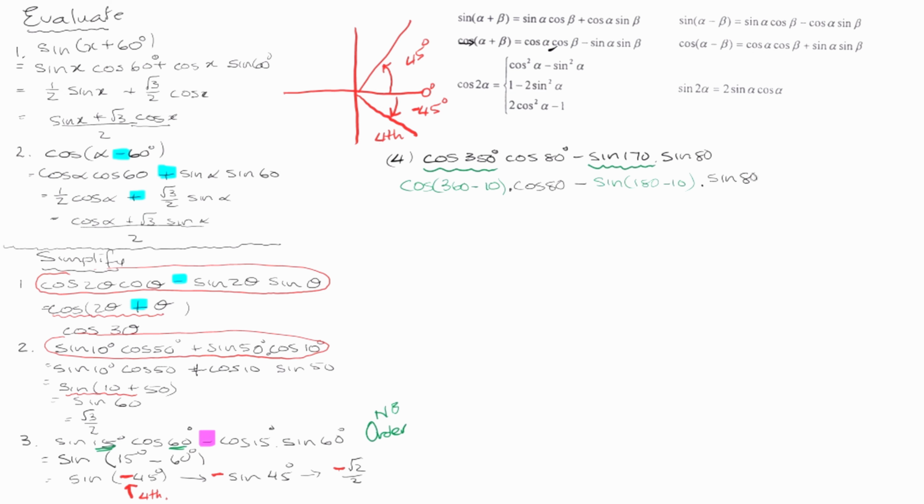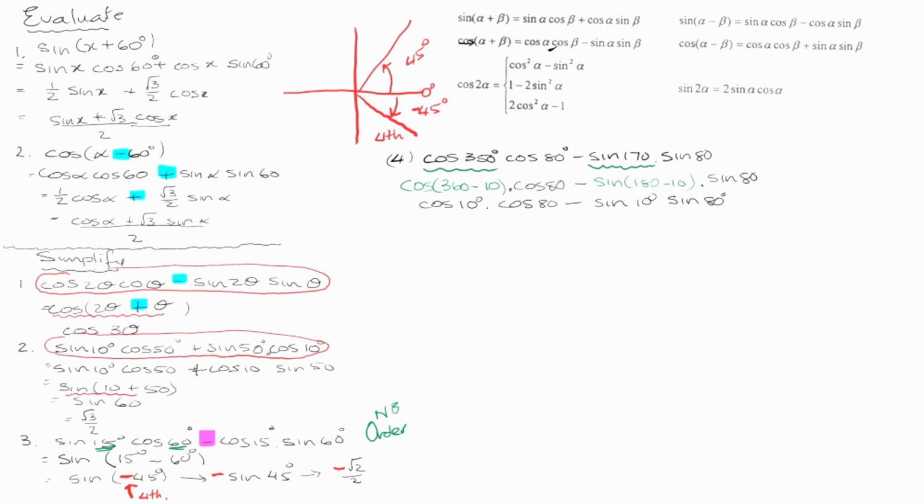Right, a lot of you do this in your heads. Your teachers don't really give you marks for this. They expect you to be able to go straight into cos in the fourth is positive. And then the cos 80 we leave. And then sine in the second is positive, so we don't change that. Sine 10, sine 80.